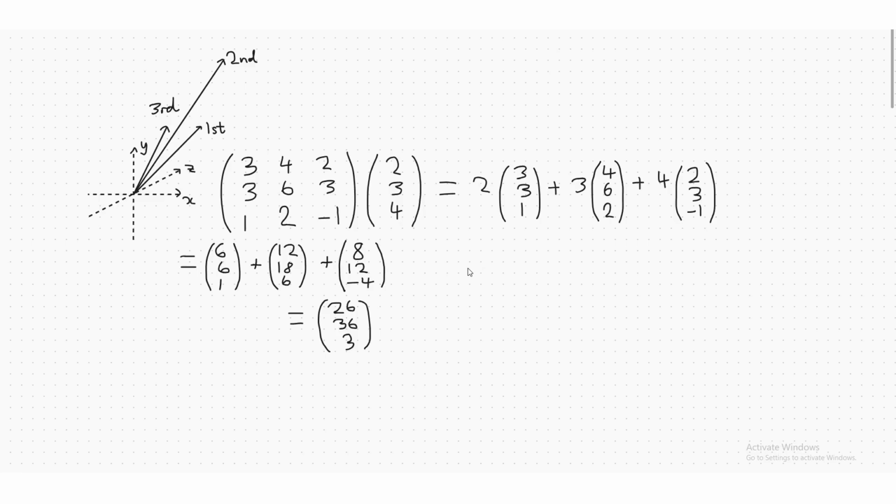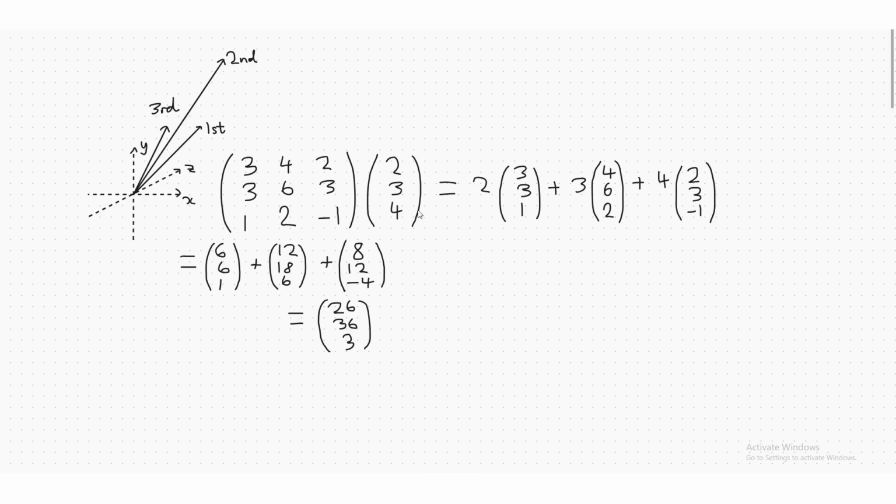This is a little bit more of a tough example, I suppose, but let's crack into it. This is simply telling us that the first new basis vector is 3x, 3y, and 1z. The second is 4x, 6y, and 2z. And the third is 2x, 3y, and minus 1z. I've tried to draw them here. As you can see, the dashed lines are our old basis vectors, x, y, and z, and these three lines are our new ones.